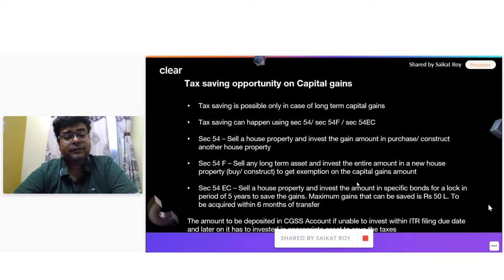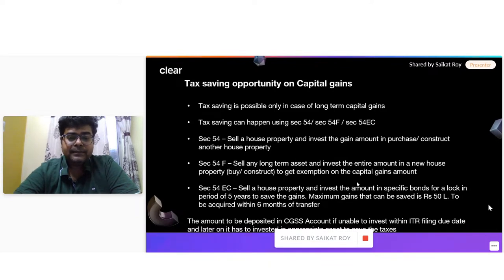Now let's talk about Section 54EC. Now 54EC is again targeted towards the property sellers, right? Now there is a possibility, there is a chance that you have a house property, you are selling off that house property, but you don't want to invest in another house property. Maybe you have some plans, maybe you have plans to go outside India. In that case, purchasing a house property does not make any sense. So what to do with this capital gains? In this case, Section 54EC comes into picture.